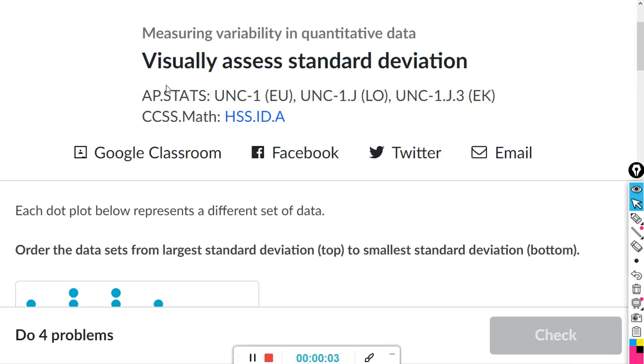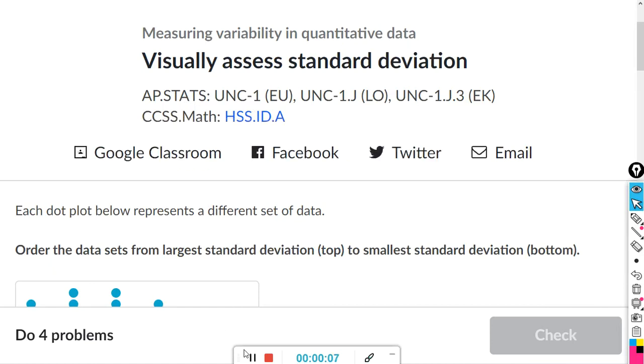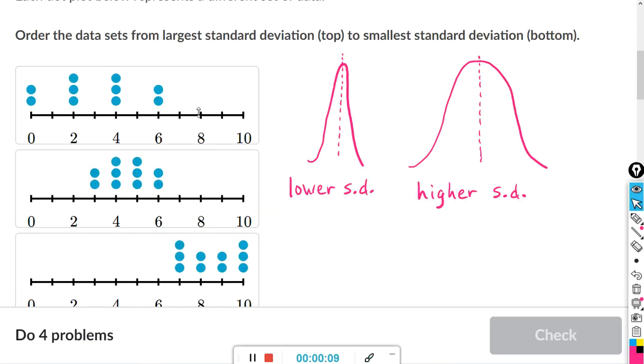This will be for the con assignment, visually assess standard deviation. So standard deviation is basically how spread out the data is. Okay, it's really how much the data deviates or differs from the mean.